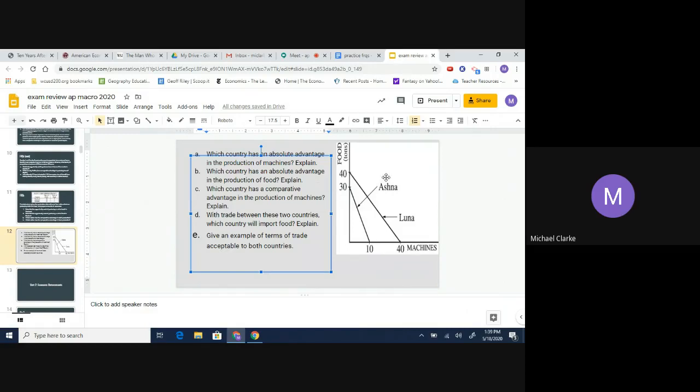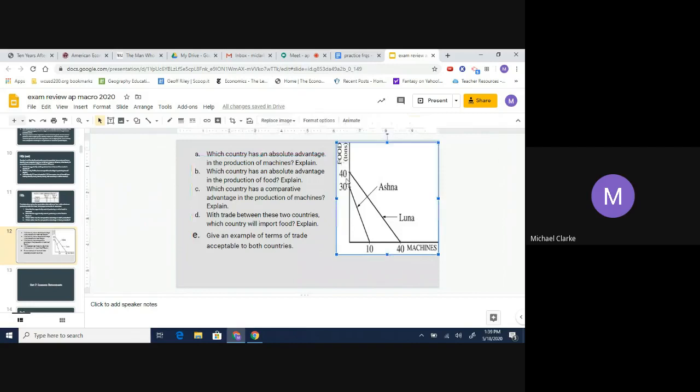Who has the absolute advantage of making food? Well, now you look at the y-axis here. Ashna can make 30 units of food. Luna can make 40 units of food. So here, this is just graphing analysis. You got to be able to read a graph, a basic X and Y graph. And the answer here would again be Luna. Why? Because they can make more food. 40 units is greater than 30. That's all the grader is looking for there. Again, something that can be answered in 1 to 2 sentences max. That's nice about AP Macro. You don't need to write a detailed essay explaining your answers.